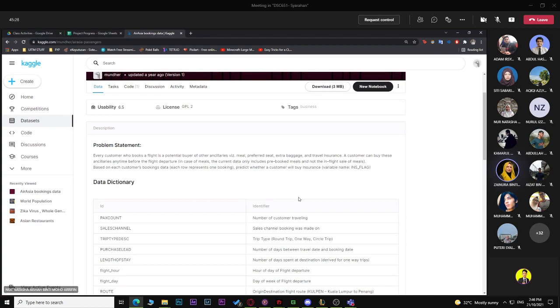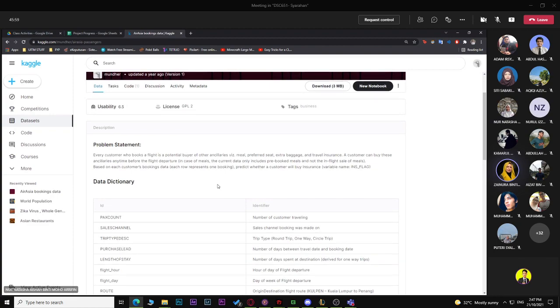Pre-book means insurance, extra baggage, and not in-flight sales of meals. So based on each customer booking data. Oh, I forgot to mention, our data has 50k instances, so 50k rows.